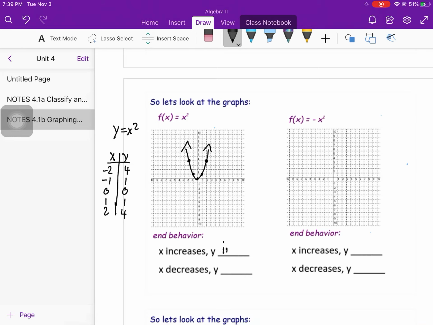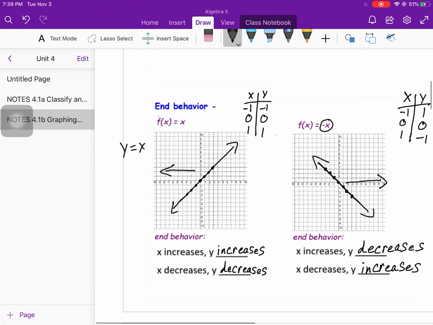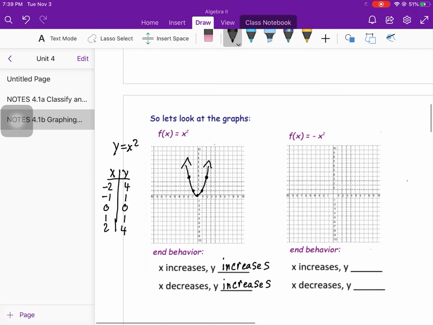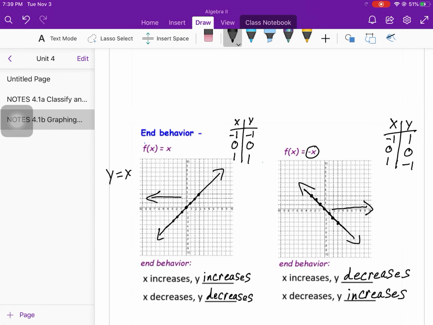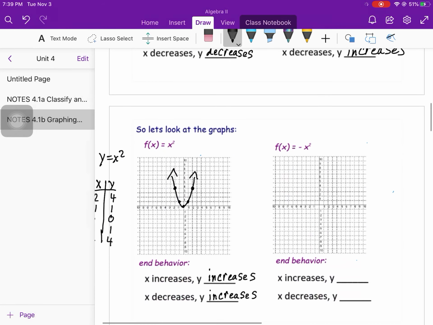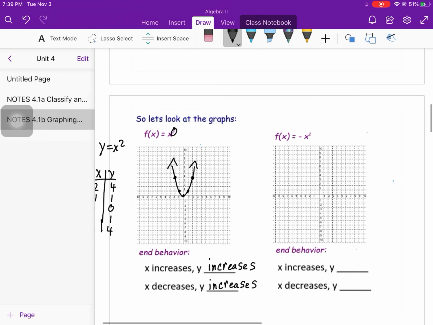Okay, so as x increases, y also increases. So as we go to the right, but this one's interesting because now when you look at it, even when we go to the left, as x gets smaller, y still goes up. So this one is actually increases for both. Now notice the difference between this first set of problems and this one: before we just had x. So if we look at the degree, this is x to the first power. This one is x squared.